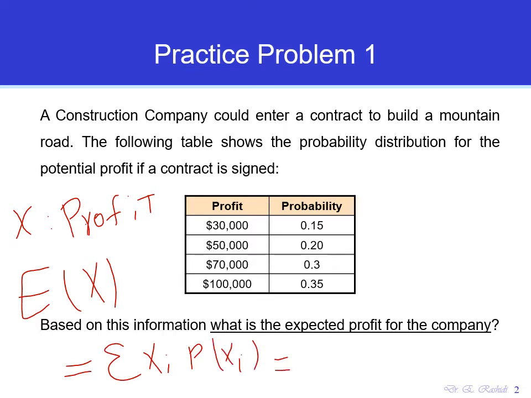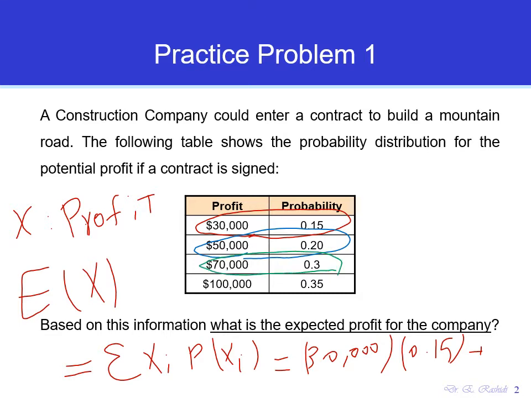So this means that we have to multiply 30,000 by its probability, which is 15%. So it would be 30,000 multiplied by 15%, plus the next one, 50,000 multiplied by 20%, plus 70,000 multiplied by 30%, plus the next one, which is 100,000 multiplied by 35%. If we do this, we're going to get the solution.